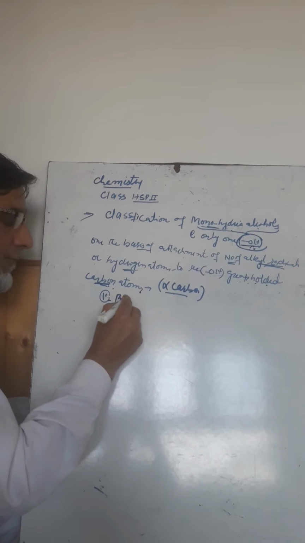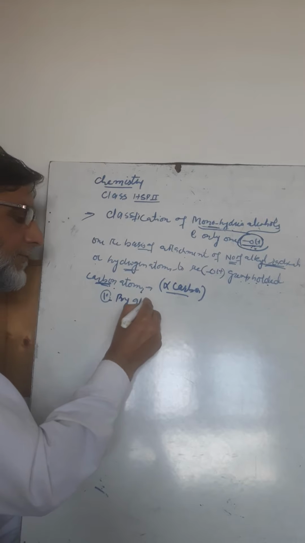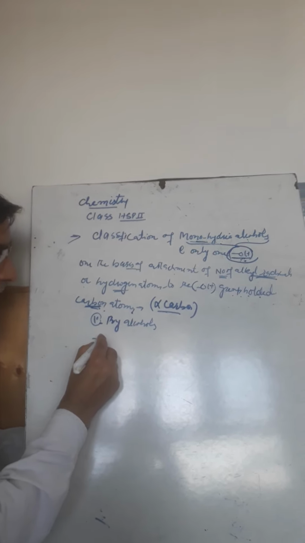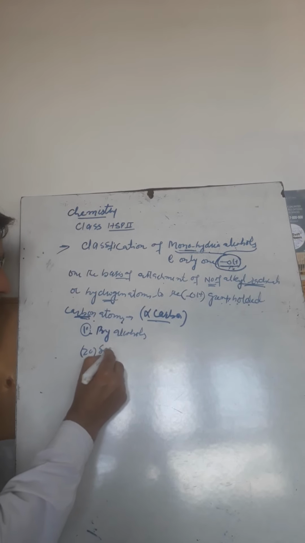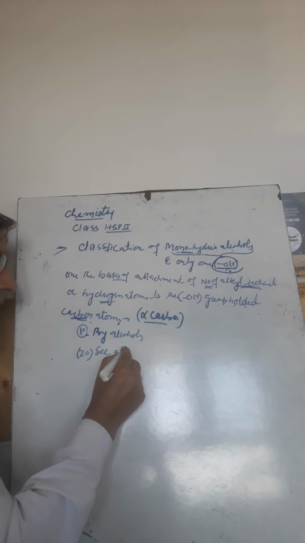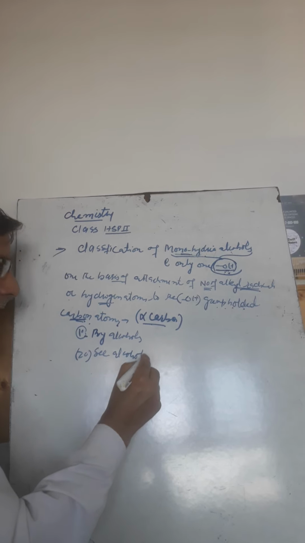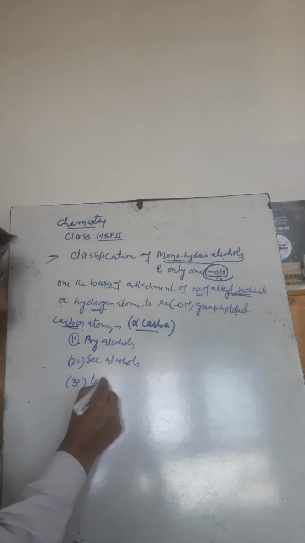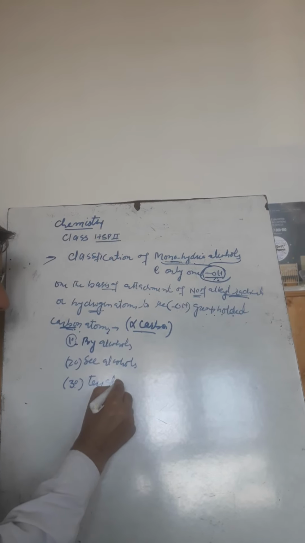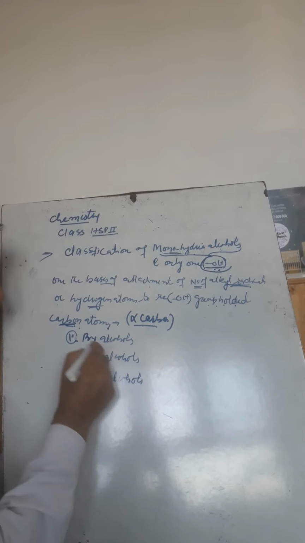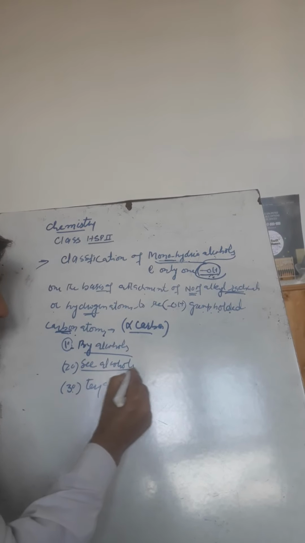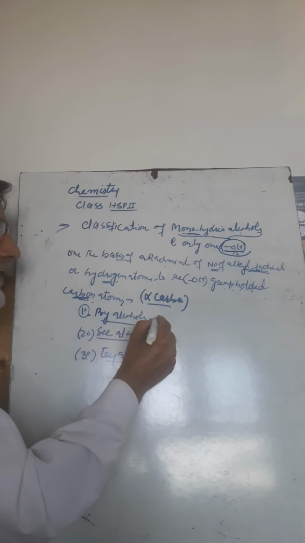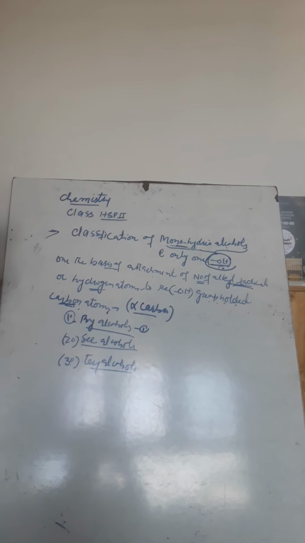First is primary alcohols. Then we have secondary alcohols. And the third class is tertiary alcohols. Primary alcohols, secondary alcohols, or tertiary alcohols. Let me explain it with the help of examples.